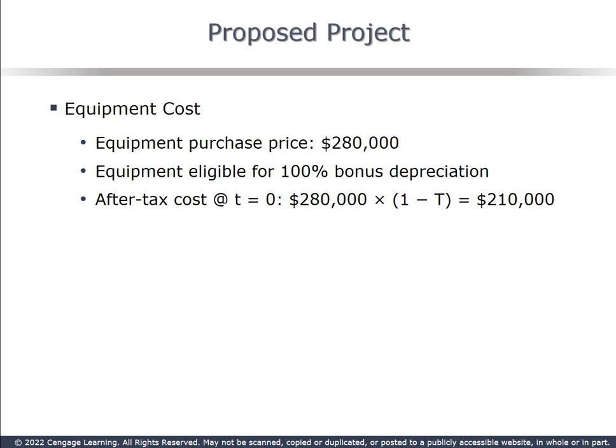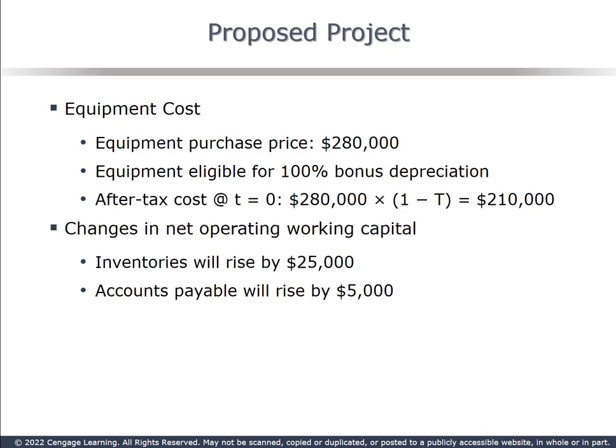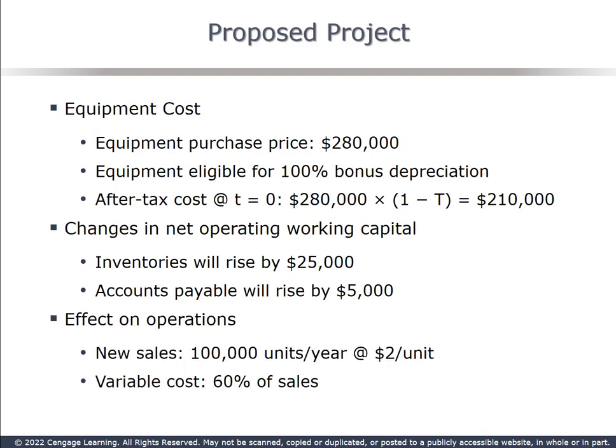Under the new tax laws, the after-tax cost is $210,000. The new project will require an increase in inventory of $25,000, a use of cash. Accounts payable is expected to increase by $5,000, a source of cash. So the net change in net working capital is $20,000. New sales of 100,000 units a year are expected at $2 a unit. Variable cost is 60% of sales.